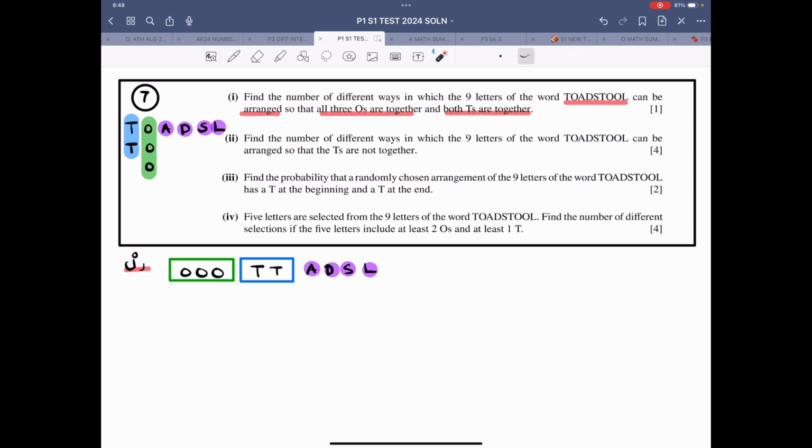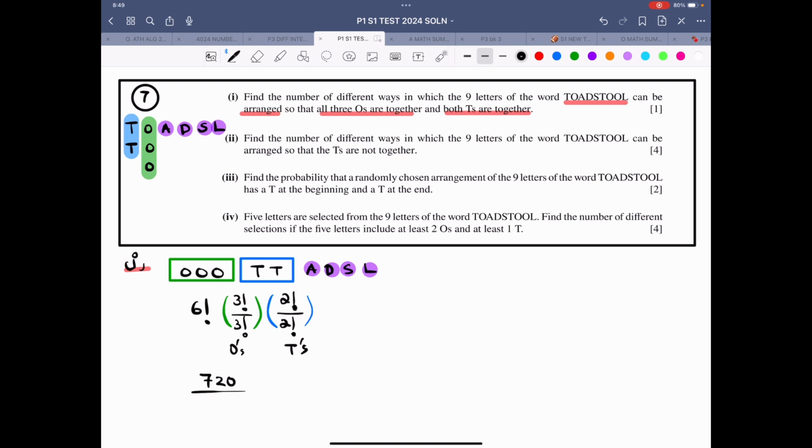So now altogether, if I do the counting 1, 2, 3, 4, 5, and 6, that is 6 factorial. So this answer is 6 factorial. And now what is happening inside the box of O's? What is happening inside the box of T's? So inside the box of O's, that's 3 factorial divided by 3 factorial for the O's, because naturally they are identical, they are alphabets. And for the 2 T's, that is 2 factorial over 2 factorial for the T's. Now this is 1, this is 1. I'm left with what? I'm left with 6 factorial. So the answer of 6 factorial comes out to be 720. That is the answer for this particular part.